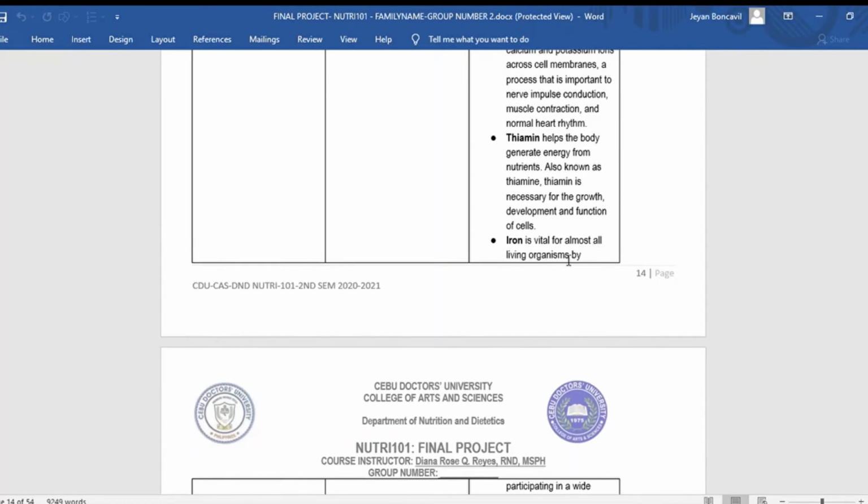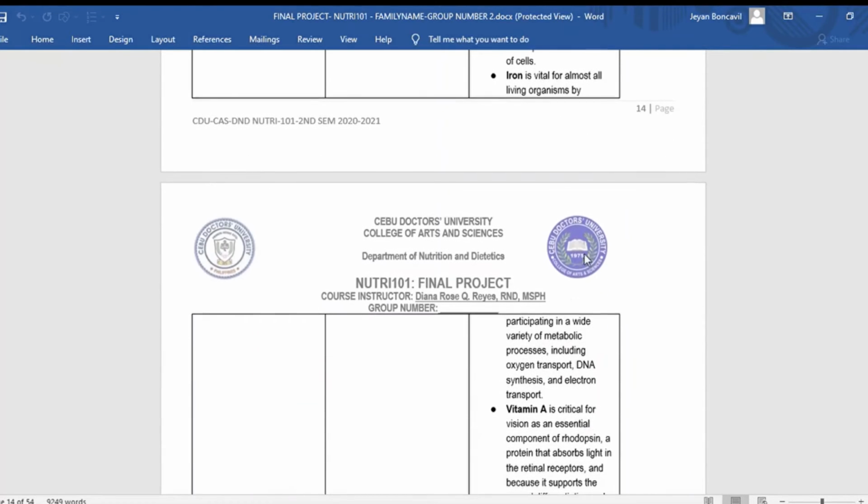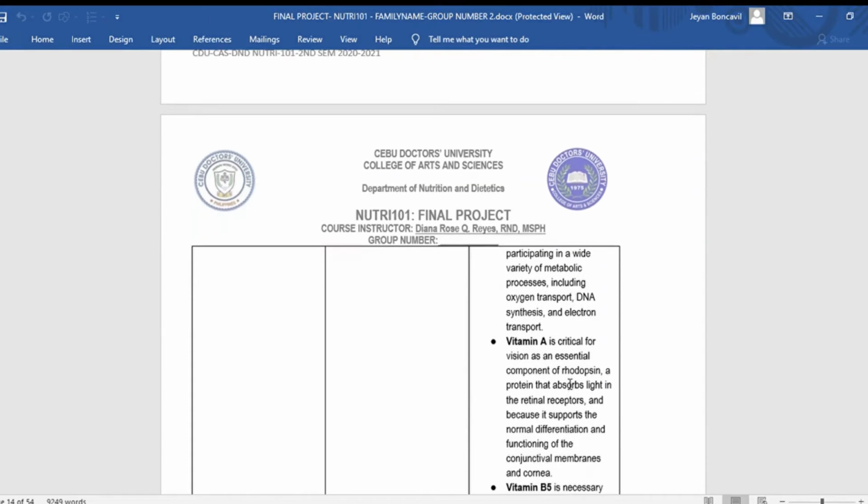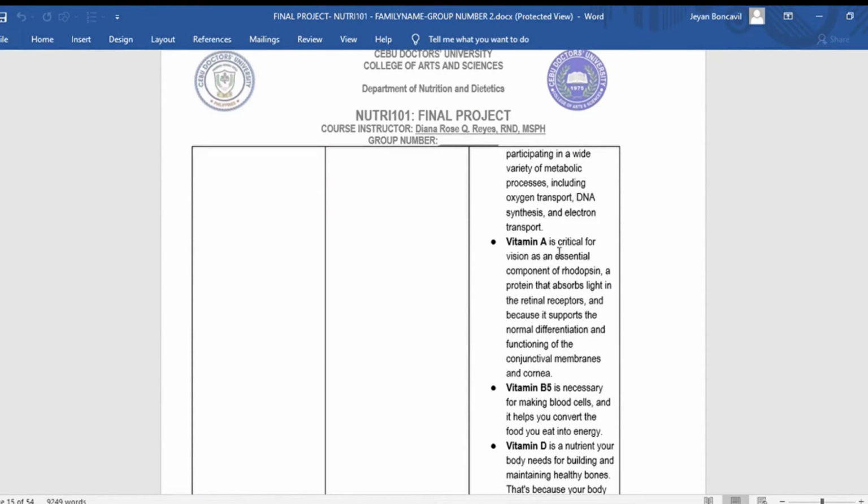Iron is vital for almost all living organisms by participating in a wide variety of metabolic processes, including oxygen transport, DNA synthesis, and electron transport. Vitamin A is critical for vision as an essential component of rhodopsin, a protein that absorbs light in the retinal receptors, and because it supports the normal differentiation and functioning of the conjunctival membranes and cornea.